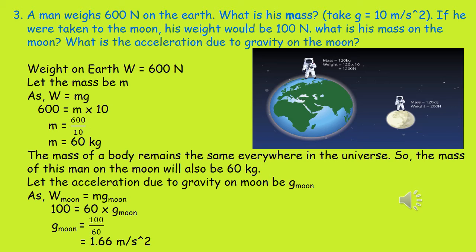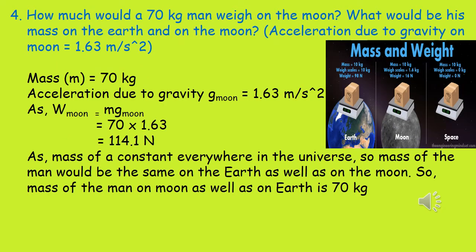So we have seen that the weight of an object is 1/6 on the surface of the moon than on the surface of earth, but mass remains the same. Number 4. How much would a 70 kg man weigh on the moon? What would be his mass on the earth and on the moon?